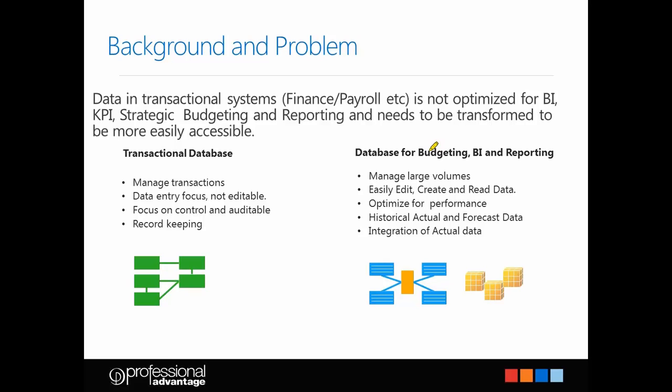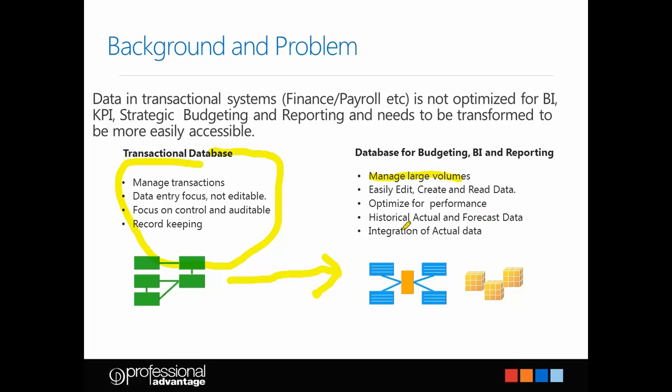In that same vein, data in our transactional systems, like our finance and payroll systems, is just not optimized for things like BI, setting KPIs, and doing strategic budgeting and reporting. In order to do that, we need to transform it to make it more easily accessible. On this side, we can see our transactional databases, which are quite complex structures. The focus is on data entry, on being auditable, and on record keeping. So first of all, we need to get into an easily accessible environment, a database optimized for budgeting, planning, and strategic target setting.